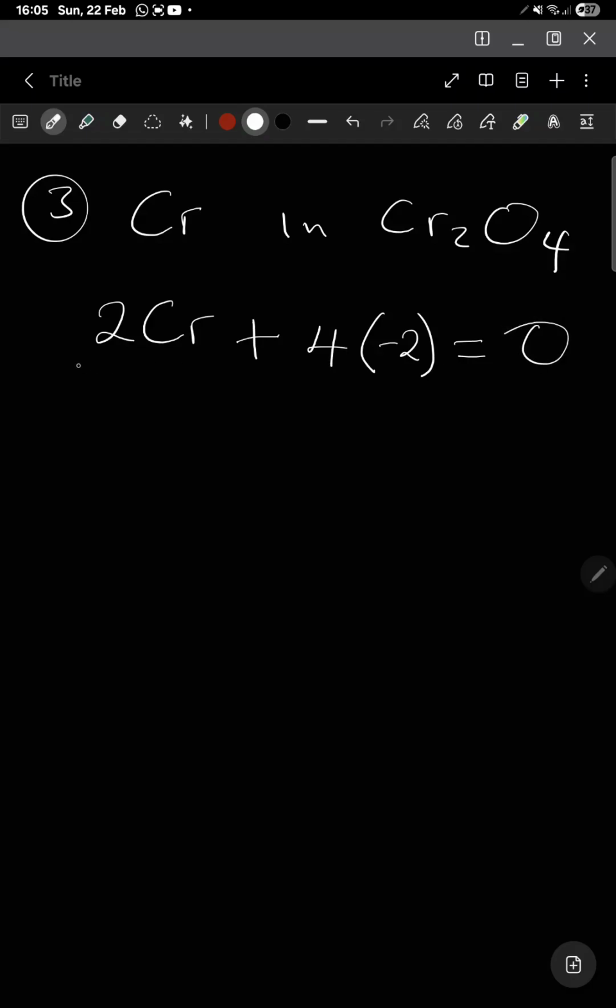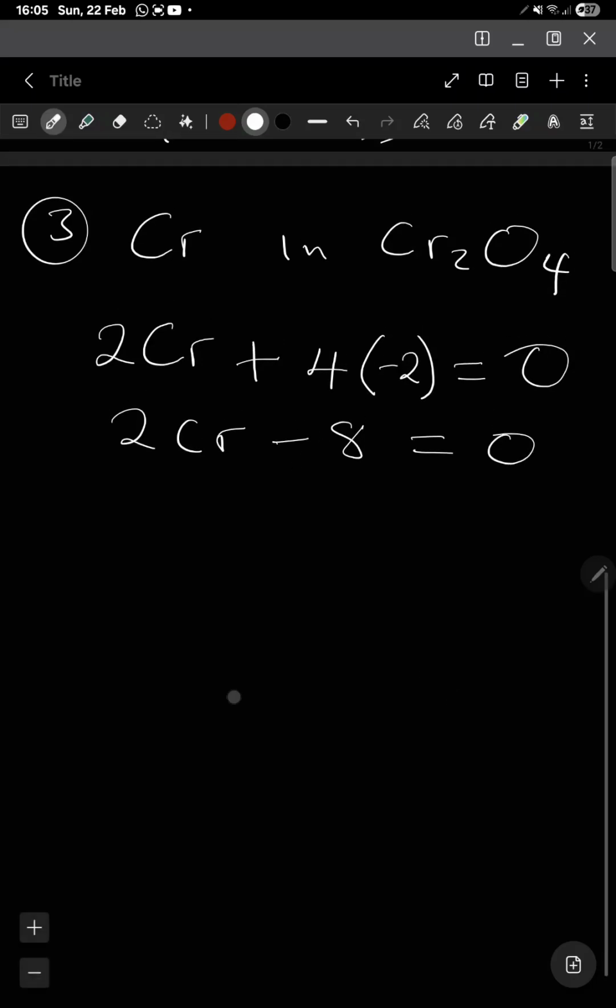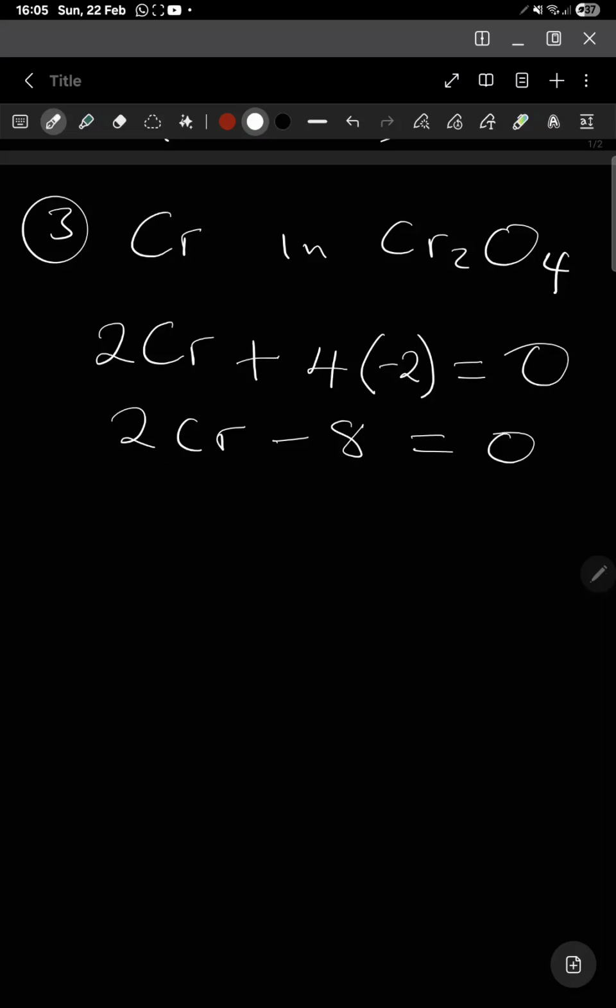And then you'll be able to calculate the power, or rather the oxidation number of chromium in this case. So we are going to have 2Cr, 4 times -2 is -8, is equal to 0. Then we can take the 8 to the other side of the equal sign, so that from the left hand side we can just remain with the chromium. So we are going to have 2Cr is equal to +8.